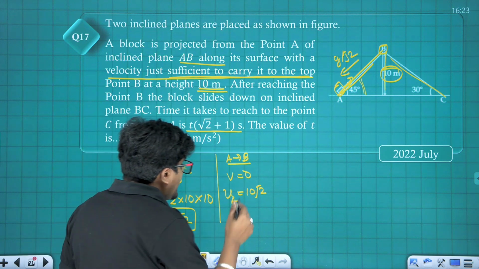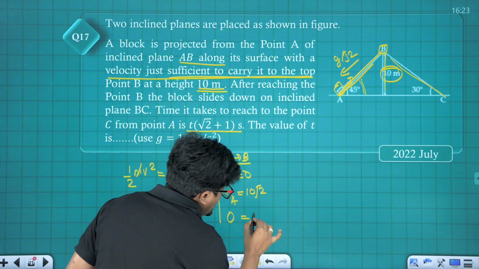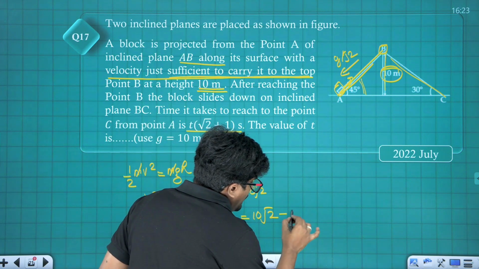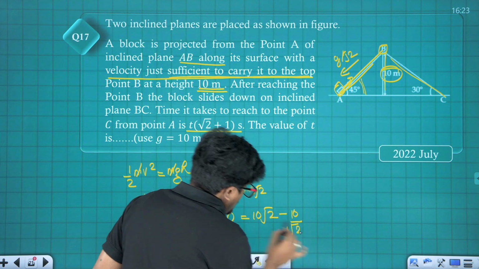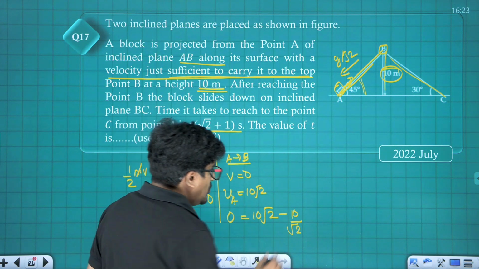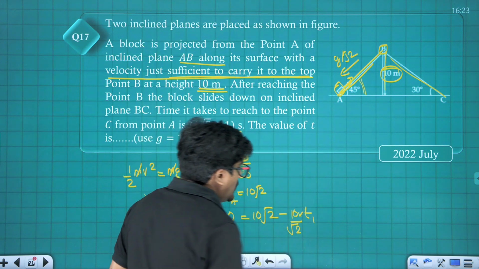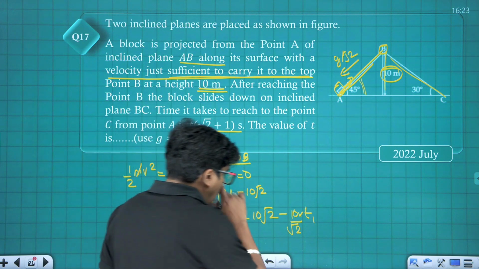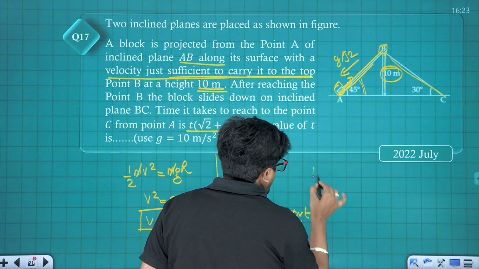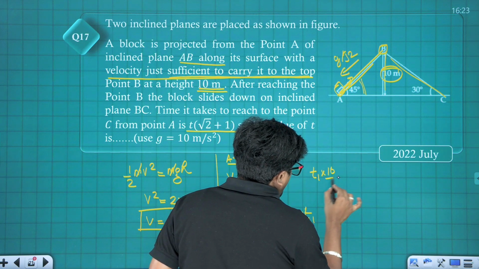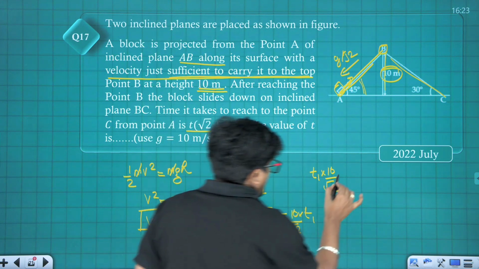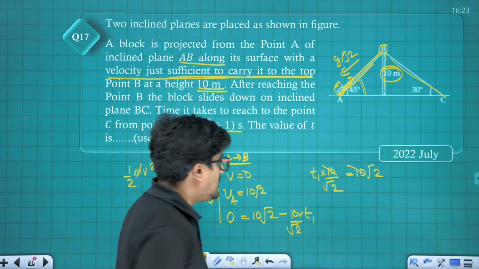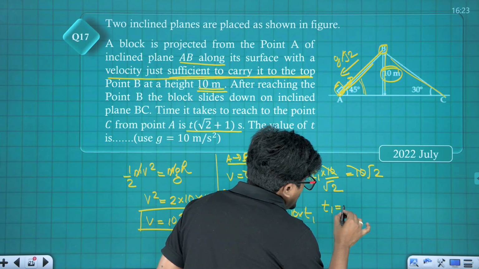Now if I consider that expression, final velocity is equal to initial velocity, that is 10 root 2, minus 10 by root 2 into the time taken for the upward journey. I am going to take it as t1 only. Now here, if I rearrange this, I can say that t1 into 10 by root 2 is equal to 10 into root 2. So of course, this one and this one will cancel each other. So I am going to get the value of t1 as 2 seconds.